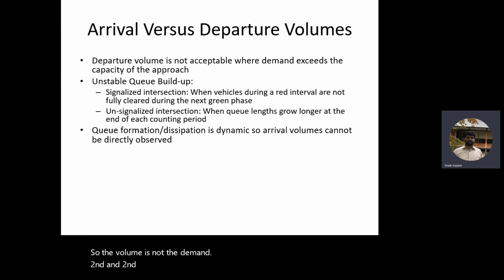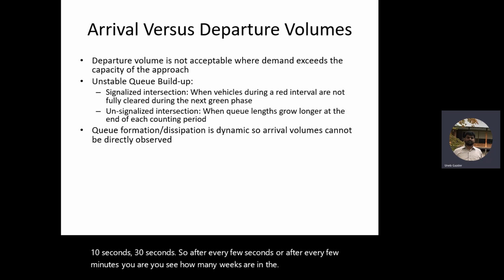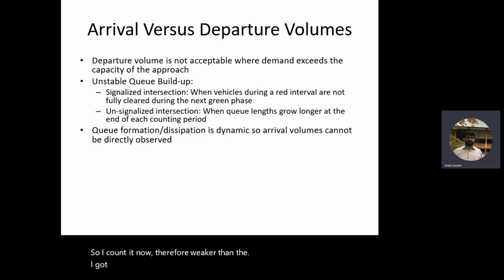In second case, when there is no signal, there is no green phase, there is no red phase. Right? Then we simply count the length of the queue, number of vehicles in the queue, multiple times. For example, we did for delay studies at an interval of 10 seconds, 20 seconds. So after every few seconds or after every few minutes, you see how many vehicles are in the queue. If generally the queue keeps on increasing, so I counted now, there are 4 vehicles in the queue. I count after 2 minutes, 6 vehicles in the queue. I count after 2 minutes, and there are 8 vehicles in the queue. So you see the queue is always increasing. This is again indication demand is over capacity.